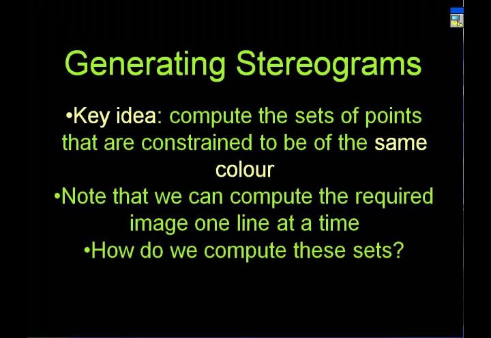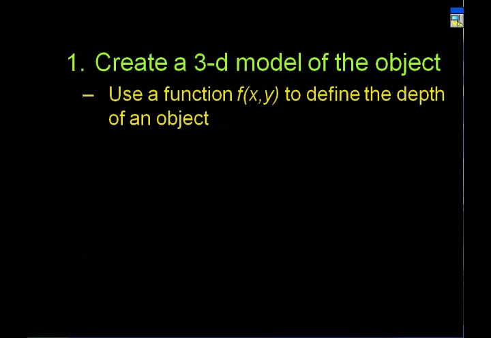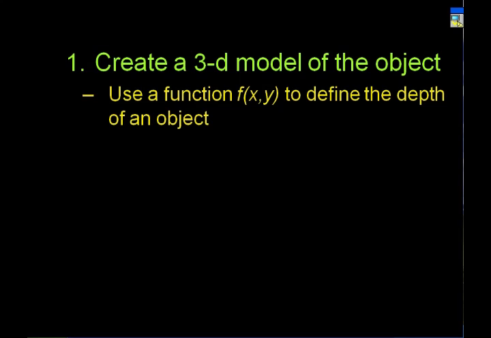The question is how do you compute these lines? The good news is that we can do this with high school geometry. The first thing you do is create a 3D model of the object that you want to pop out. Typically we use a function f(x,y) to represent the depth. Essentially this is a 2D plane, and the object is behind the wall. So you look at the 2D xy plane, and the function f(x,y) tells you how deep the object is behind the plane.